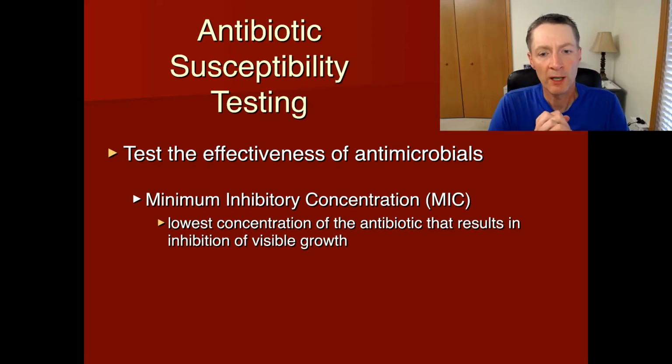A minimum inhibitory concentration, MIC, is the lowest concentration of the antibiotic that inhibits visible growth. Okay. So what this means is this is just the naked eye, right? If I add a drug into some broth, let's say, and I stick it in the incubator and I come back and I look at it and I don't see anything there, that's what minimum inhibitory concentration is.